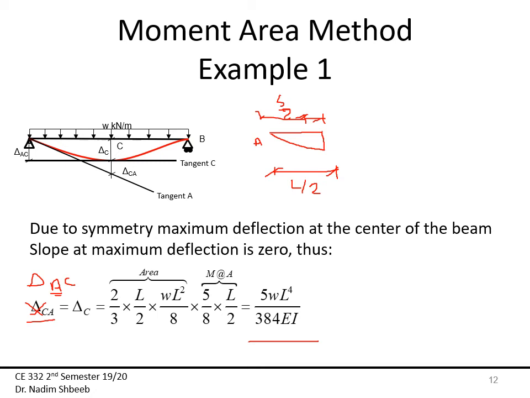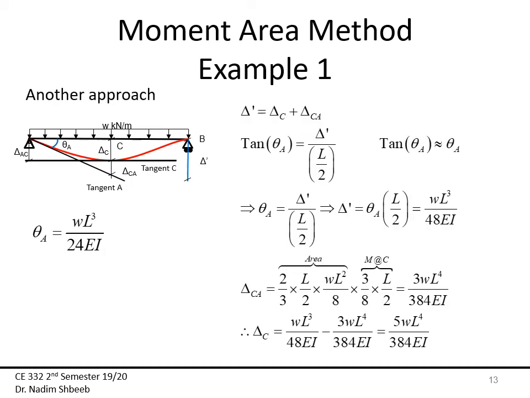So this is how we can use the moment area theorems to calculate the angle and deflection. Now there's another approach I could use to calculate the deflection. I'm going to show that to you as well, because this is a little bit more involved. So again, I'm going back to calculating delta CA, which is the deflection at C from tangent A, and this is my delta C.